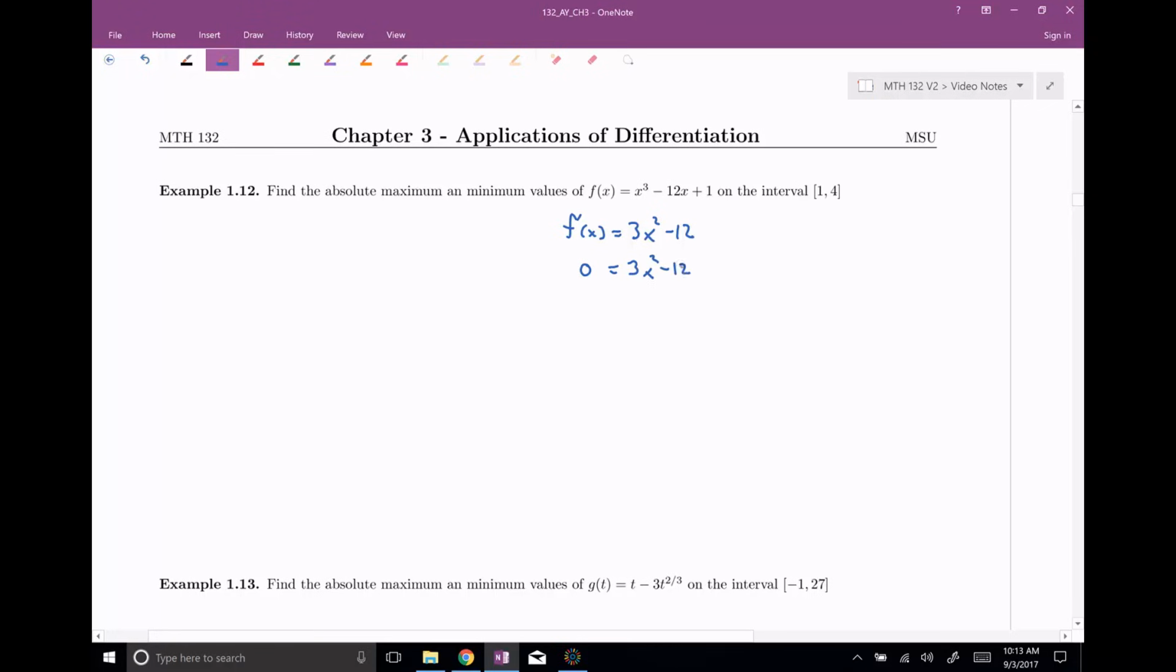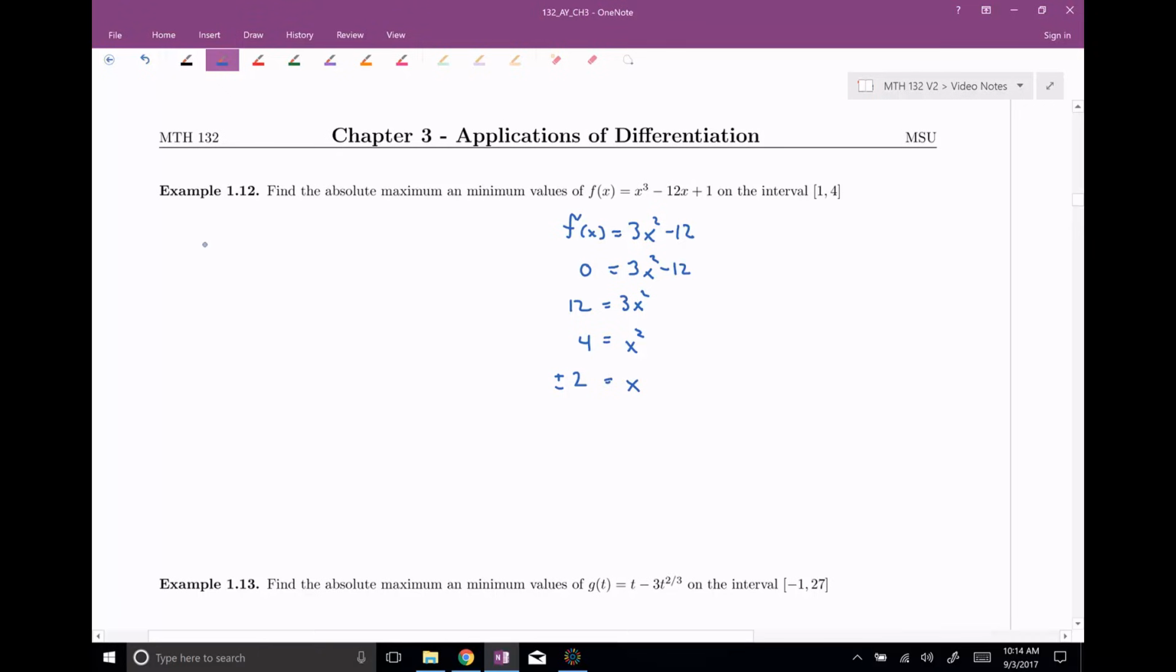So let's go ahead and do this. Let's solve. So 12 equals 3x squared. Divide by 3 on both sides, and I'm going to get x squared is equal to 4. So that means that x is equal to 2, or negative 2. Whenever you take a square root, you have plus or minus. So there are my two critical numbers, negative 2 and positive 2.